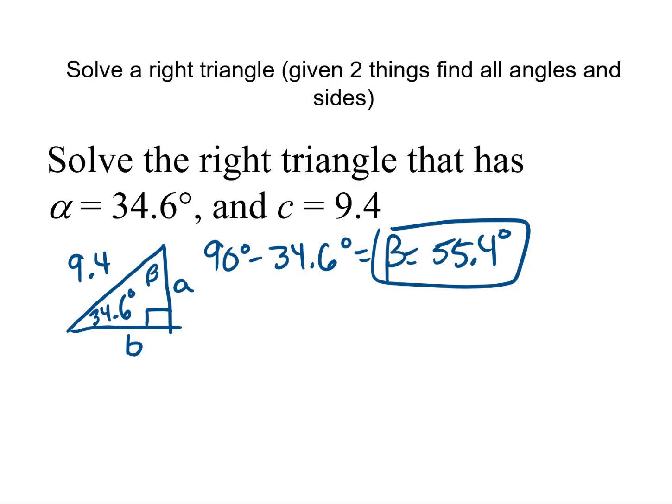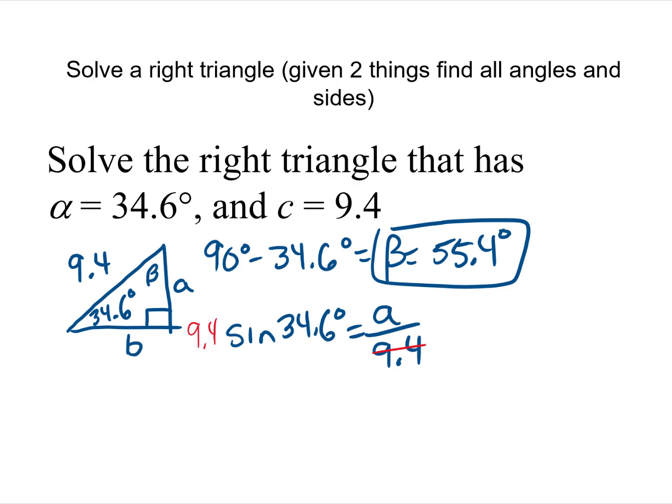Now let's go ahead and figure out A. So we know that if we did the sine of alpha, the angle opposite A, that's 34.6, that would equal opposite side A over hypotenuse 9.4. We can multiply both sides by 9.4 and then we can grab our calculator, and the first thing we do when we grab the calculator is we make sure we're in the right mode.